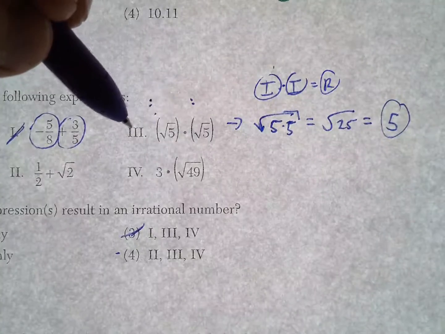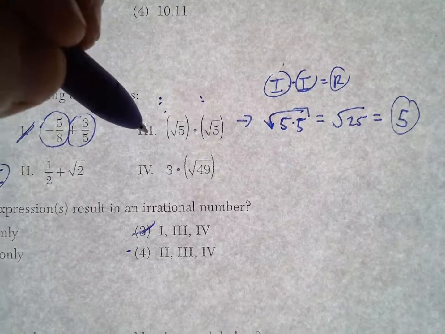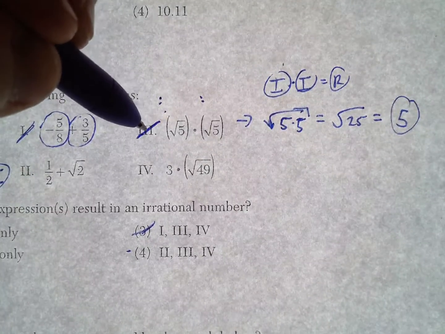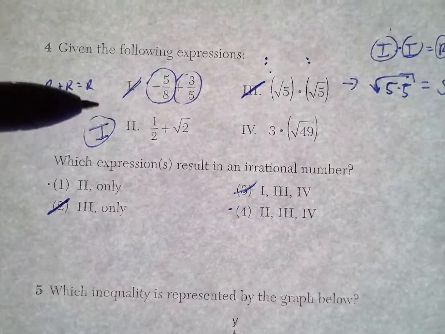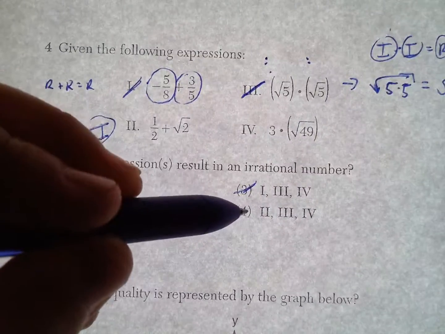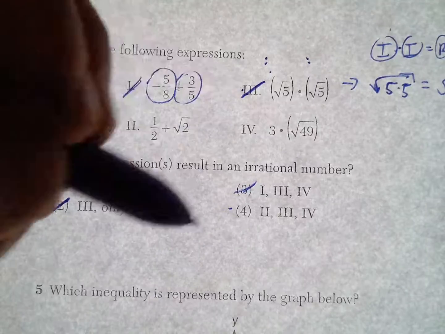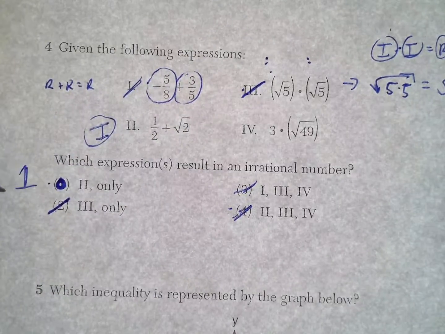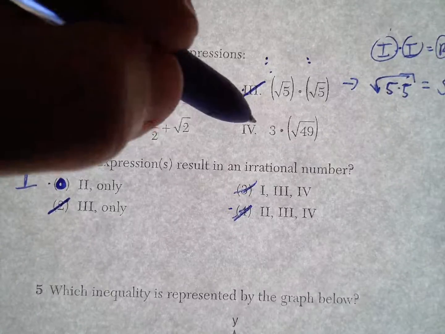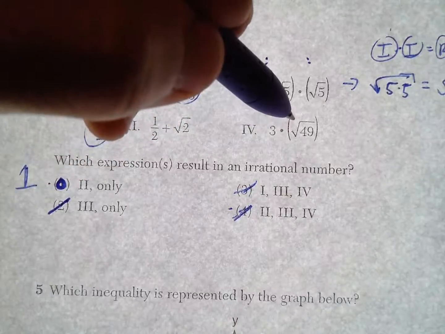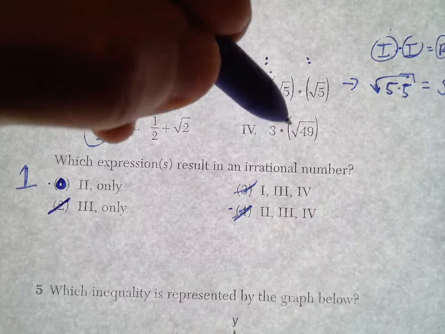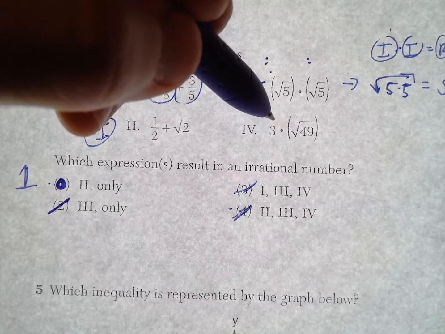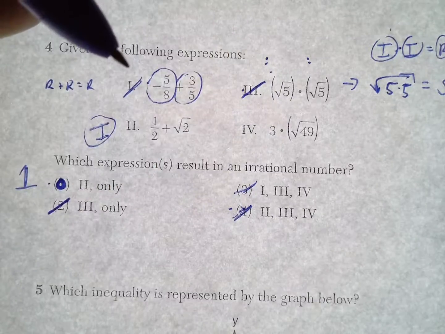Well, 3 is a rational number, so it cannot be 3 because I want irrational. And since I see that, it can't be 2, 3, and 4 if 3 is not an option. So my answer has got to be answer choice 1. If you want to continue, I know the square root of 49 is 7. 7 times 3 gives me, they're two rational numbers. It's going to be rational. That's another reason why 4 is not my answer.